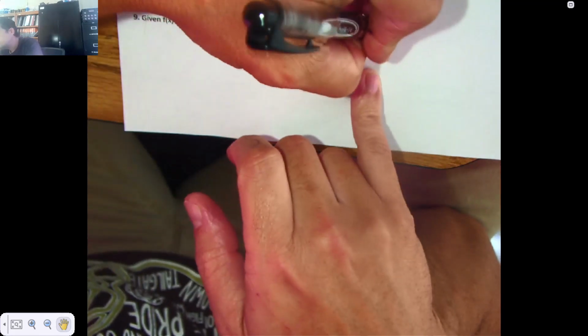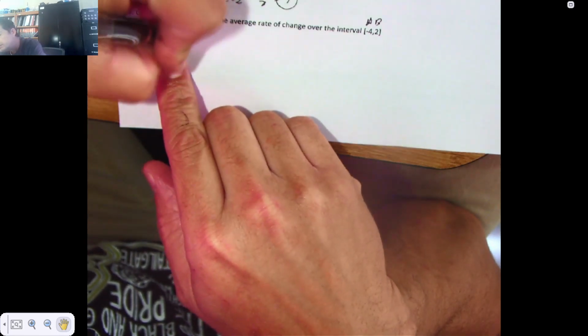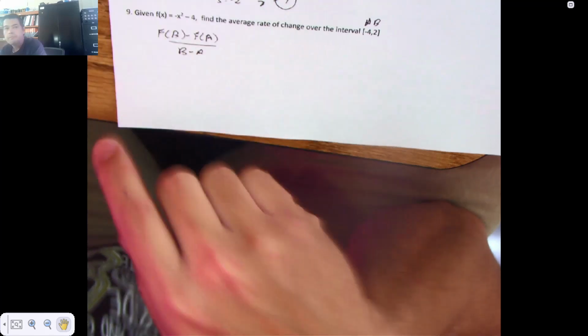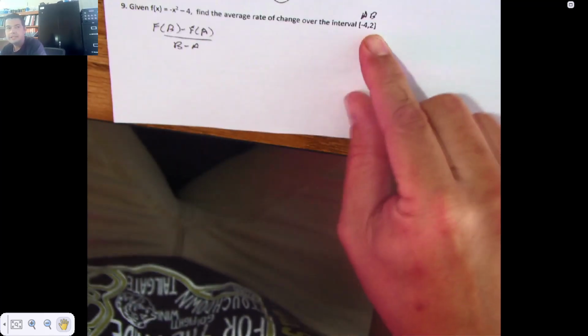Number 9, given that f of x is negative x squared minus 4, find the average rate of change over the interval from negative 4 to 2. That gives me a and b for my little formula. It says f of b minus f of a, sitting pretty over b minus a. So I'm going to find these things by plugging them in.